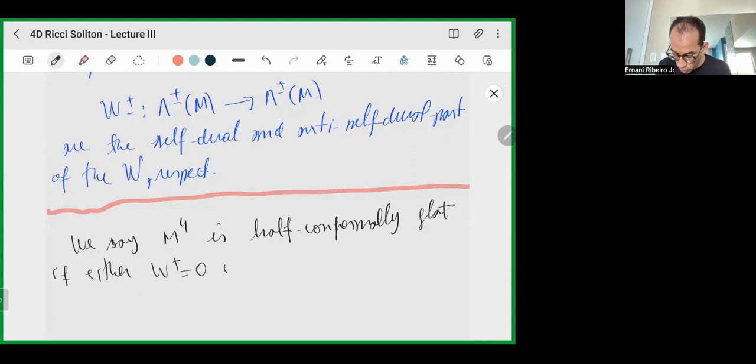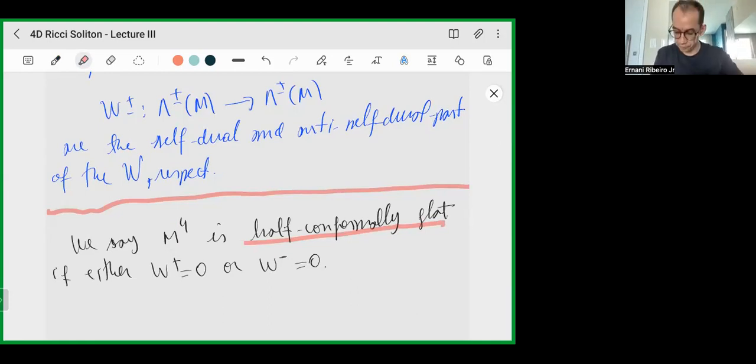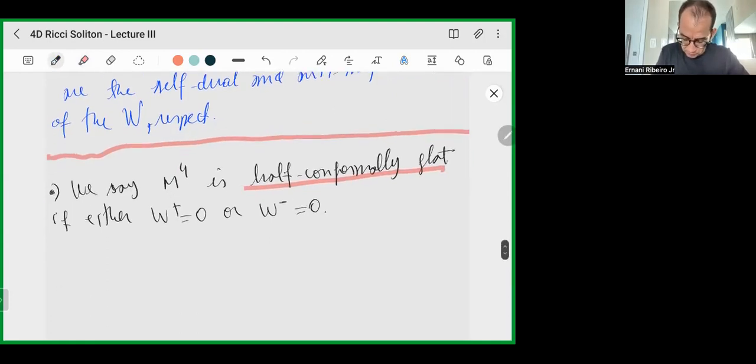If W plus or W minus is equal to zero. This is a weaker condition than locally conformally flat because I'm just asking for a piece of the Weyl tensor to be zero. However, I think it's interesting to point out an example which is half conformally flat, but not locally conformally flat. This example can be the complex projective plane of complex dimension 2, so the real dimension is 4. These are four dimensions.